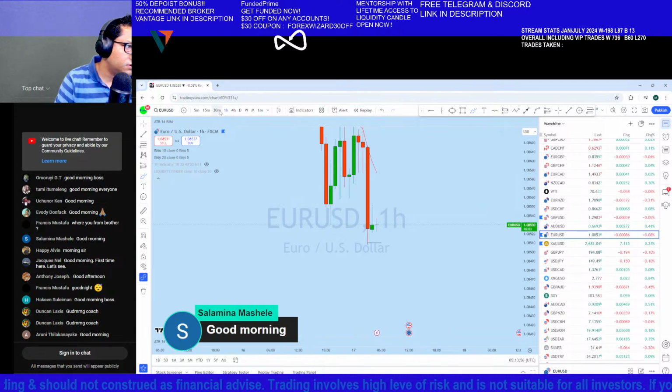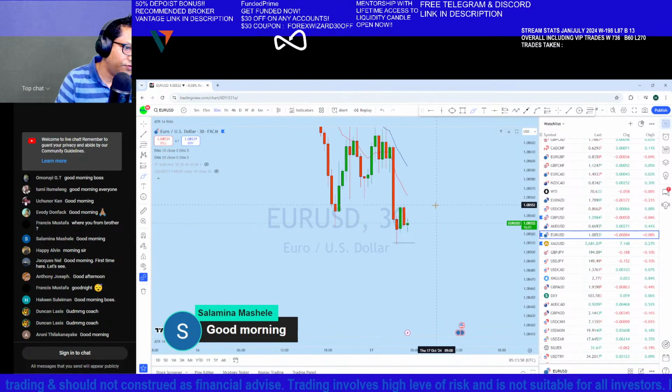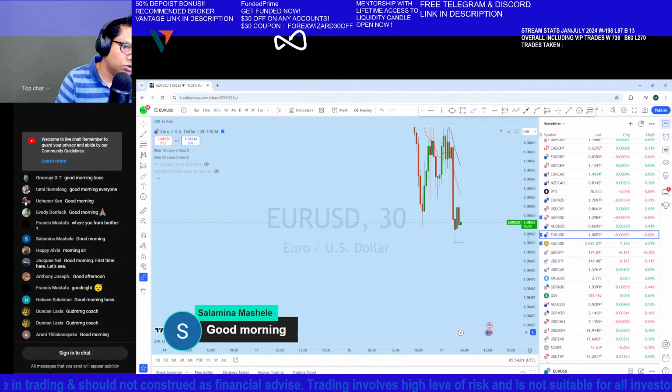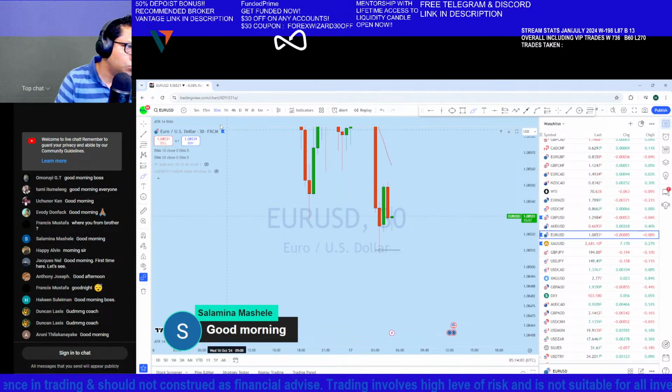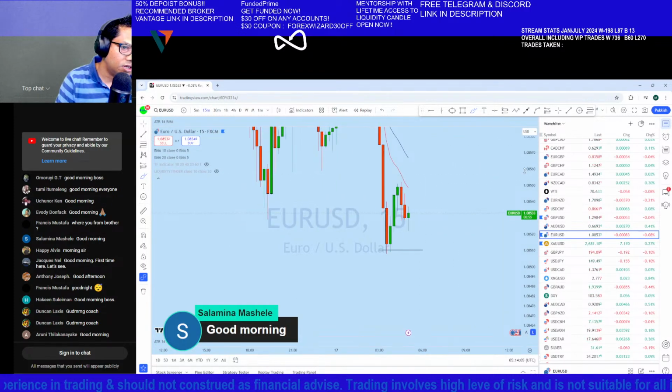What I think we might see, if you look at here, it's in a consolidation pattern, expecting it to revert back to the downside.